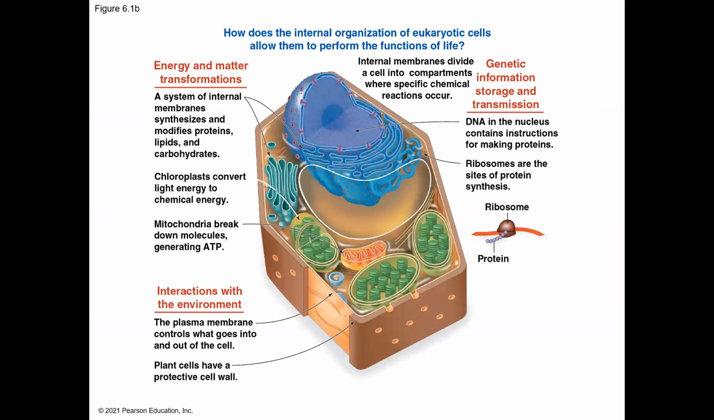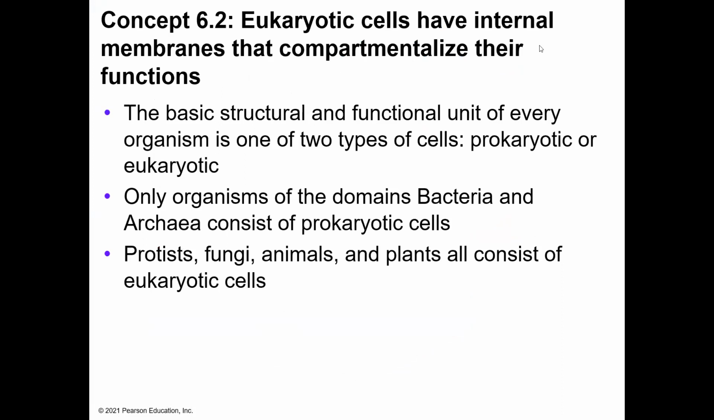So we're going to go over the different components of the cell, including how energy and matter works inside cells, the genetic information, how that's processed, and then interactions with the environment. So eukaryotic cells have internal membranes that compartmentalize their functions. So eukaryotic cells have these smaller functional units called organelles.